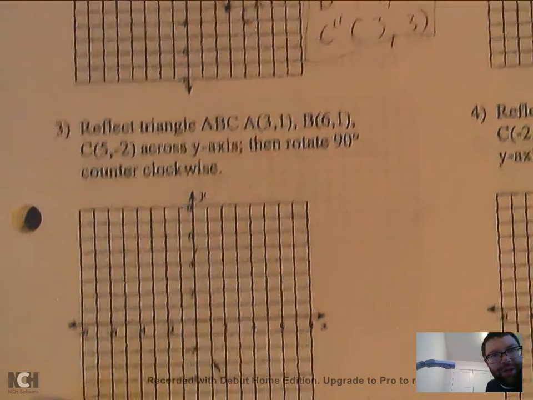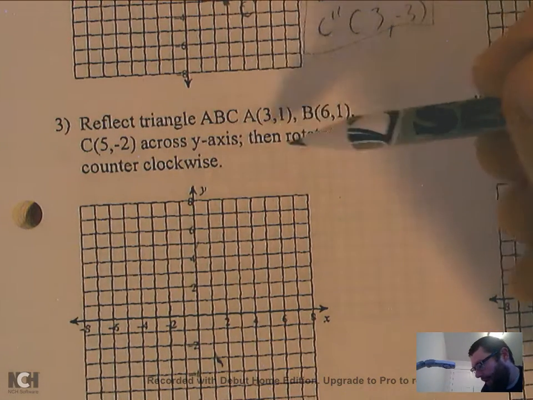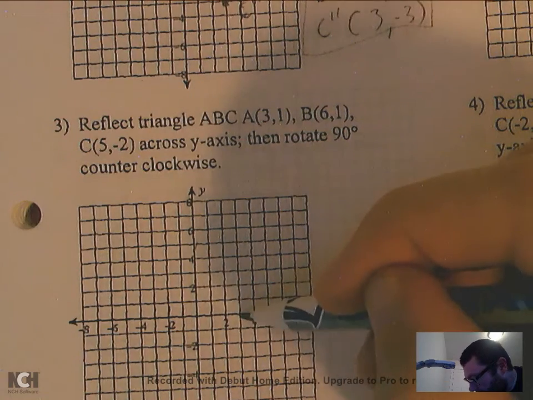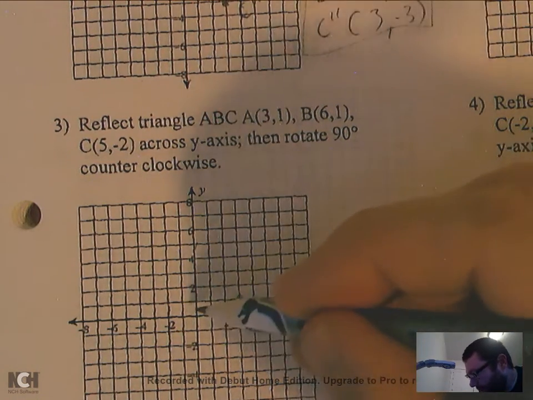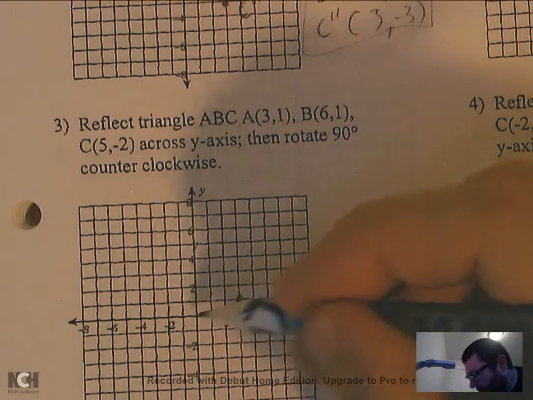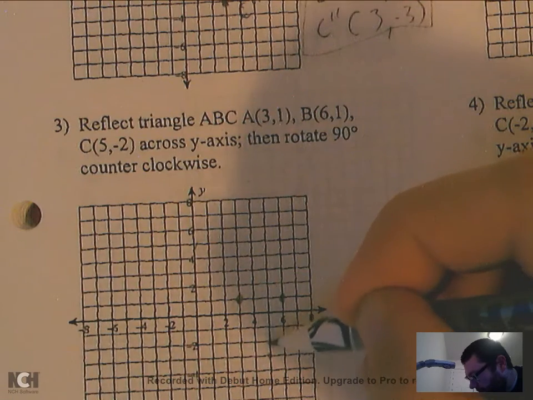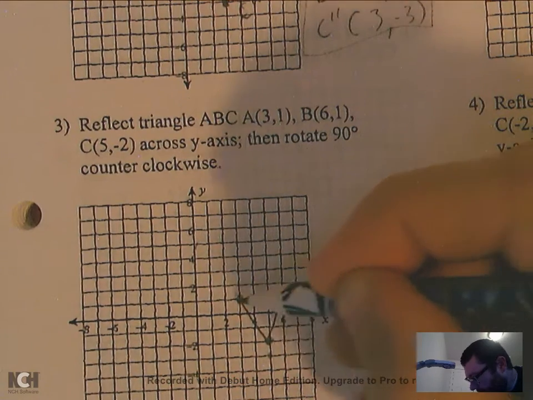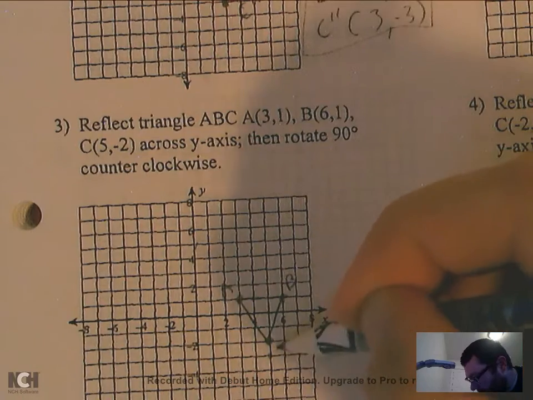Okay. Let's try another one. So here we have our original triangle. 3, 1. I'm just going to start by graphing it. 3, 1 is A, and B is 6, 1, and C is 5, negative 2. Oh, too far, right there. So there's my original triangle. So A, B, C. Don't forget to label.